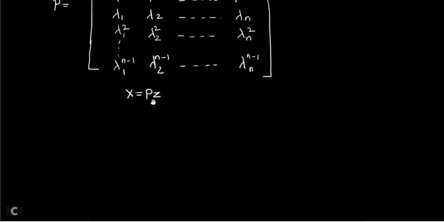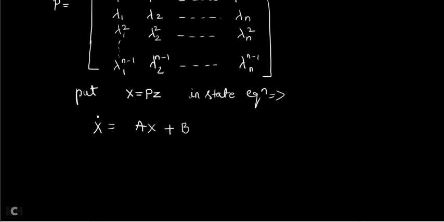Now what is your expression? Put x is equal to Pz in the state equation. What is your state equation? Capital X dot is equal to Ax plus Bu. Now you substitute what is x? P into Z. What about x dot? P into Z dot. For P you should not write dot. P is a constant matrix. So if you put x dot, then Z dot will come.